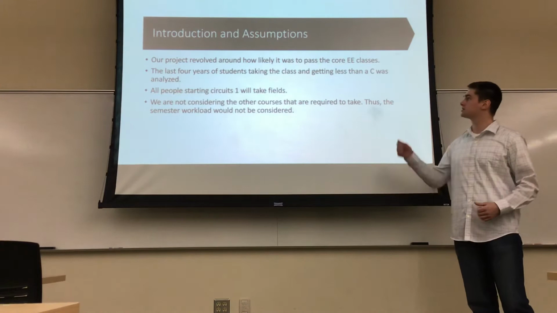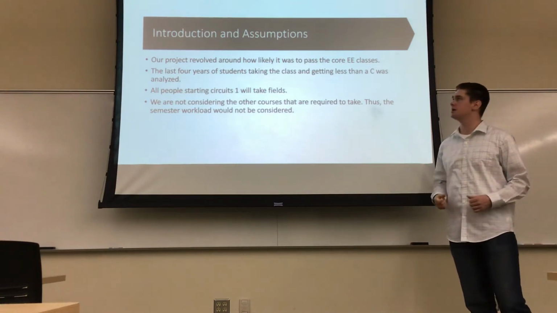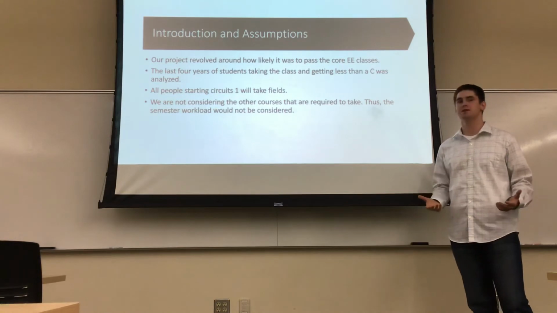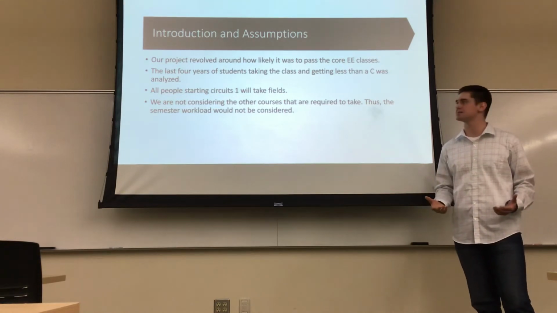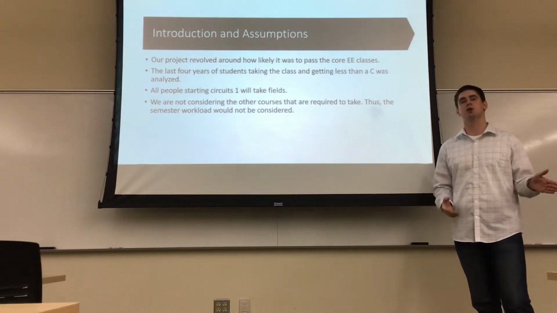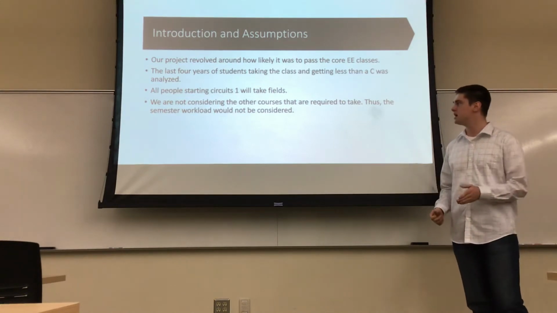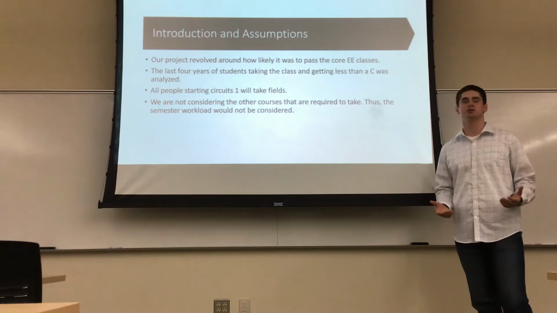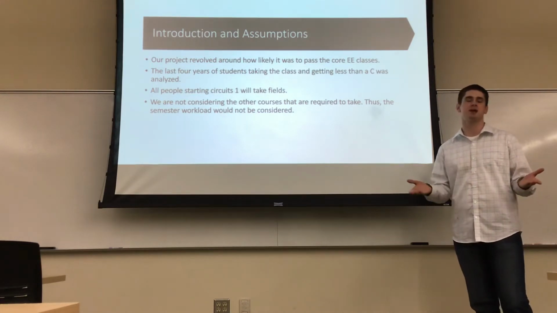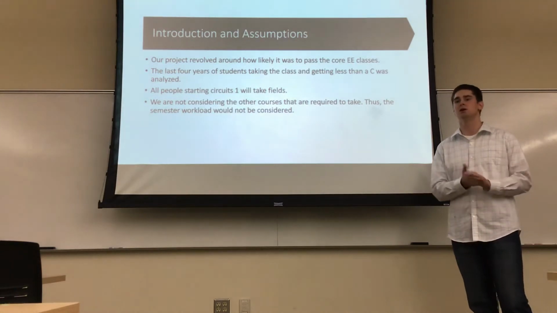So to start off with, we had 4 years worth of data, and we wanted to see how likely it was that somebody would pass the core EE classes. We assumed that all people that took Circuits 1 would go through until they passed fields, and we didn't consider any other workload that somebody might take. So somebody with a 13 credit workload versus somebody with an 18 credit workload we assumed to be roughly similar.